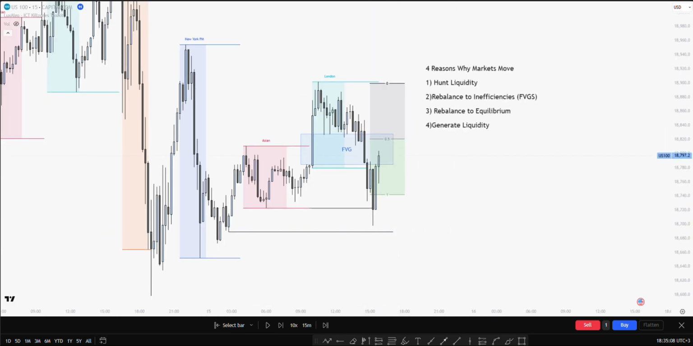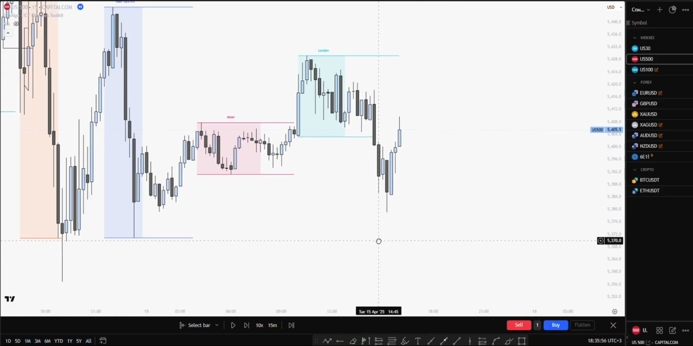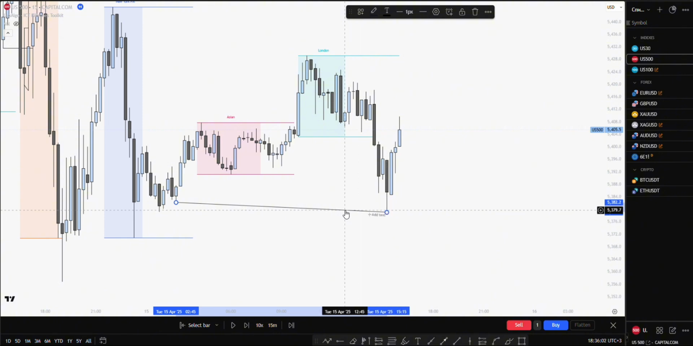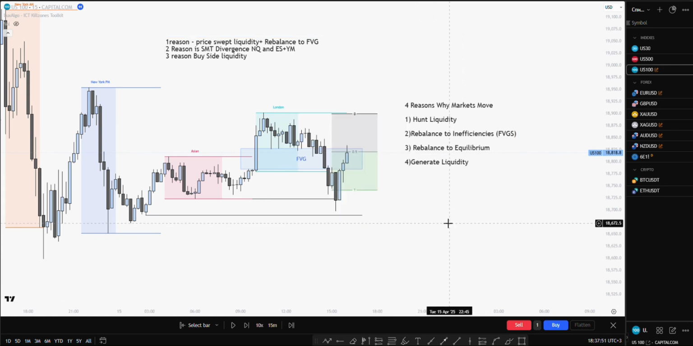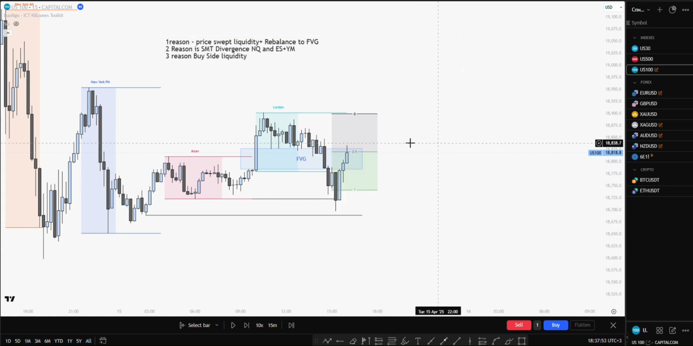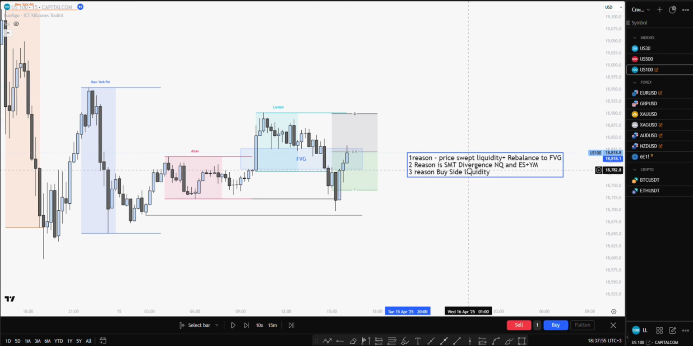There was another confirmation, an SMT Divergence. On Nasdaq 100, the price didn't break the swing low, but on S&P 500 and Dow Jones, the price did sweep the liquidity and broke the low. And now I had a liquidity sweep plus imbalance fill on the 1 hour, SMT Divergence, and buy-side liquidity resting above.